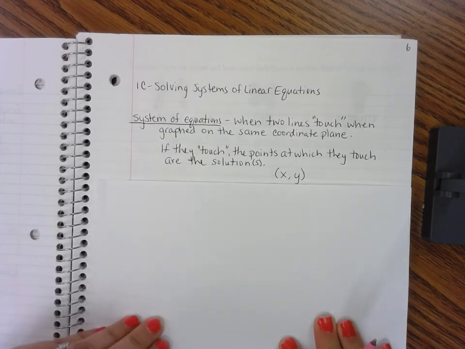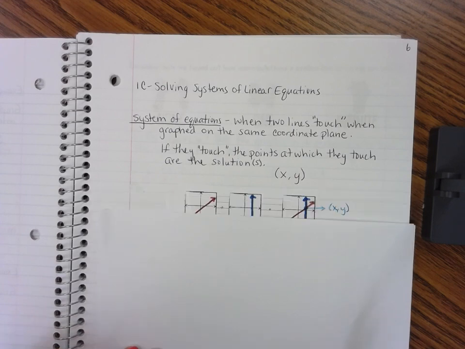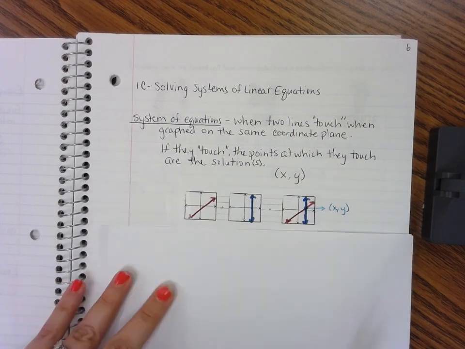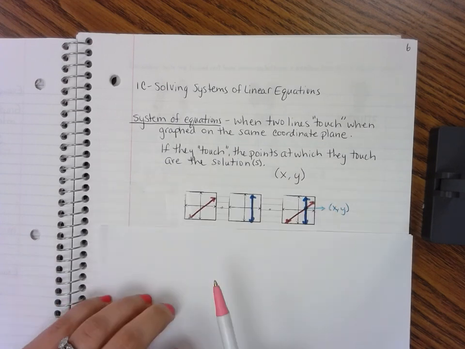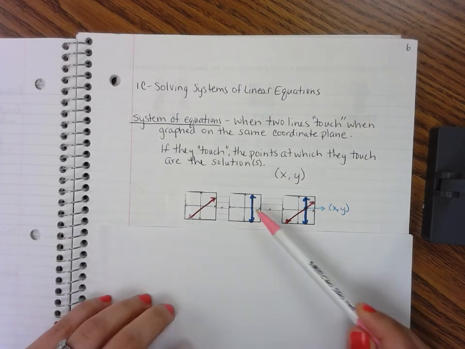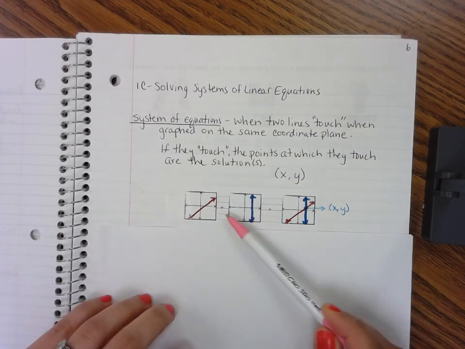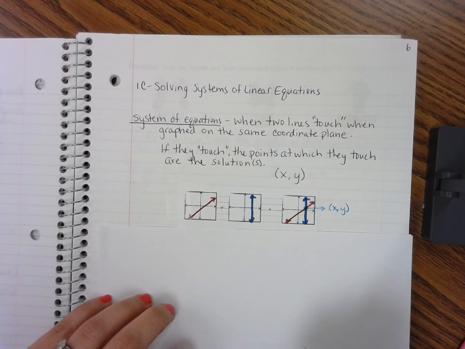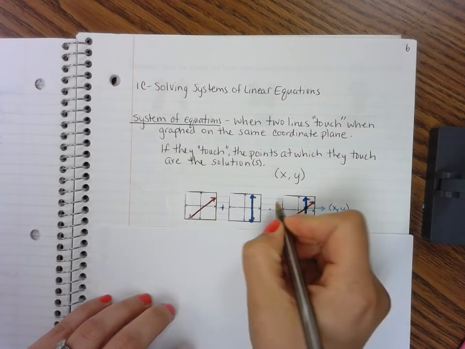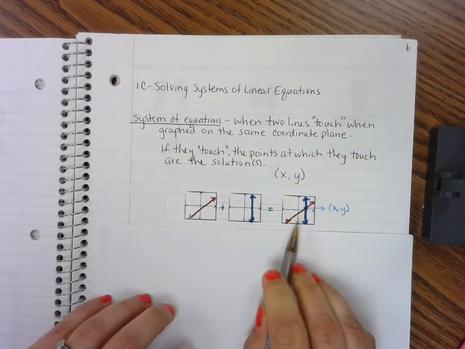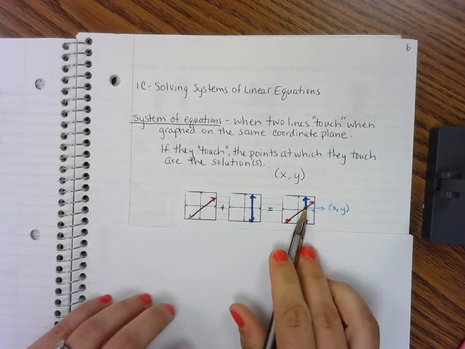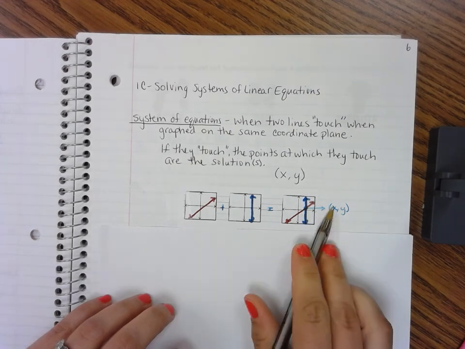So here is the first example that you're going to get and put into your notebook. We have the red line and the blue line. If I was to take them together and put them on the same graph, they would touch at this point, which I would label the x value and the y value. And I would replace these with numerical numbers.